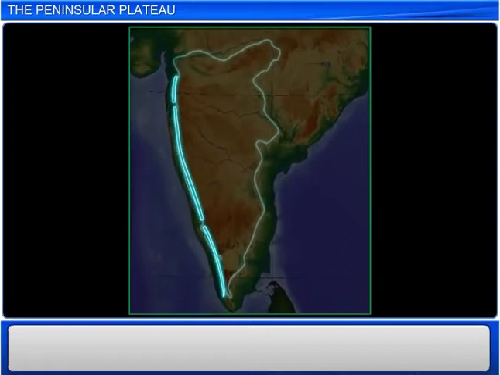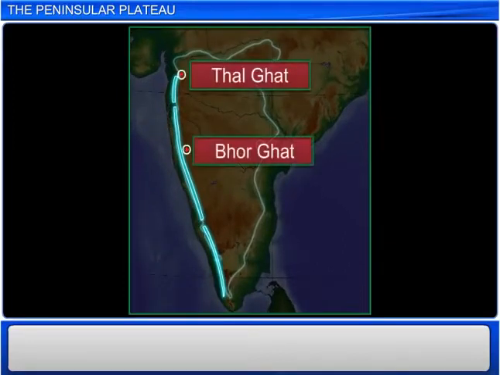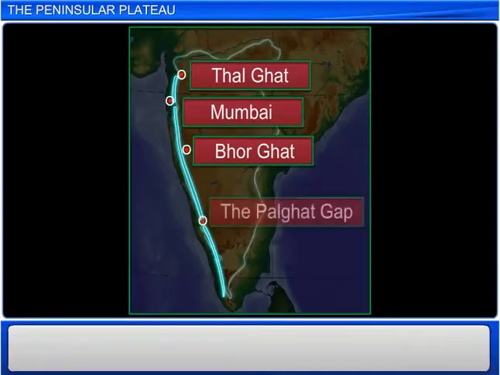For example, the Thal Ghat and the Bhor Ghat passes act as links between the interiors of the Deccan Plateau and Mumbai. Another pass, the Palghat Gap, found on the Kerala-Tamil Nadu border, serves as a major communication route between the two states.